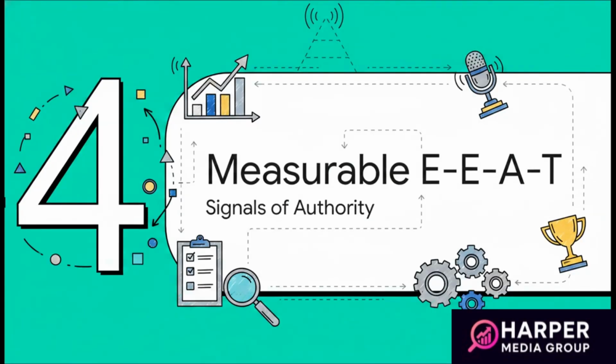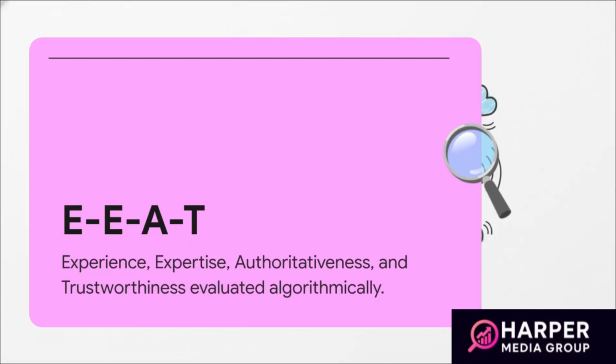Which brings us to Section 4, Measurable EEAT Signals. Moving to the very top of our optimization pyramid, we're looking for these specific signals that prove you are an absolute authority. EEAT, as we know, stands for experience, expertise, authoritativeness, and trustworthiness. But here is the critical distinction you have to make for modern search. In the AI era, these are evaluated algorithmically via structured and semi-structured data.